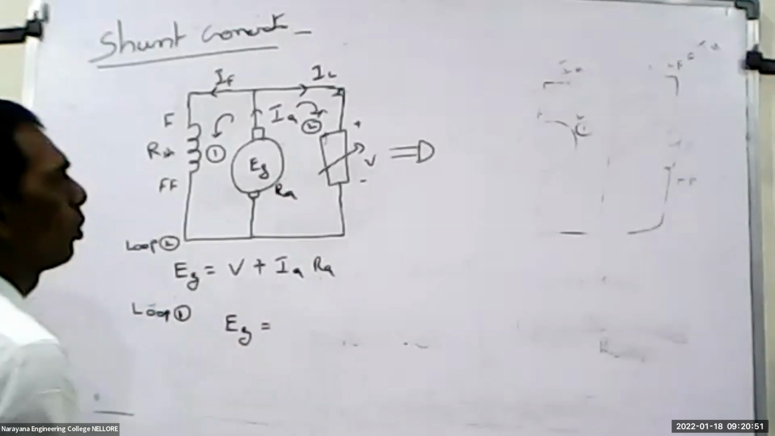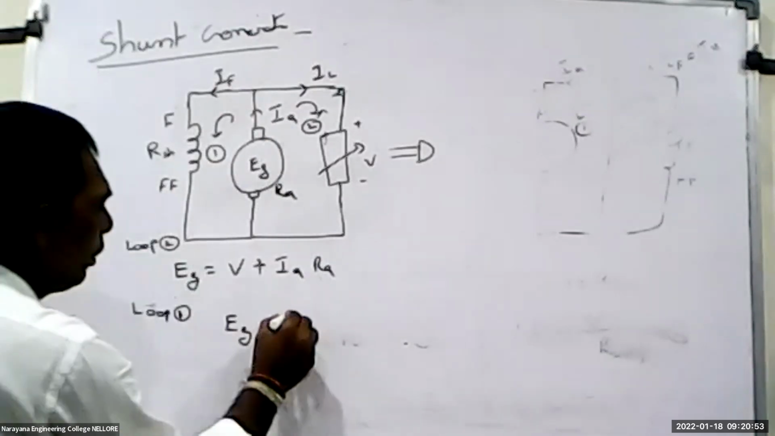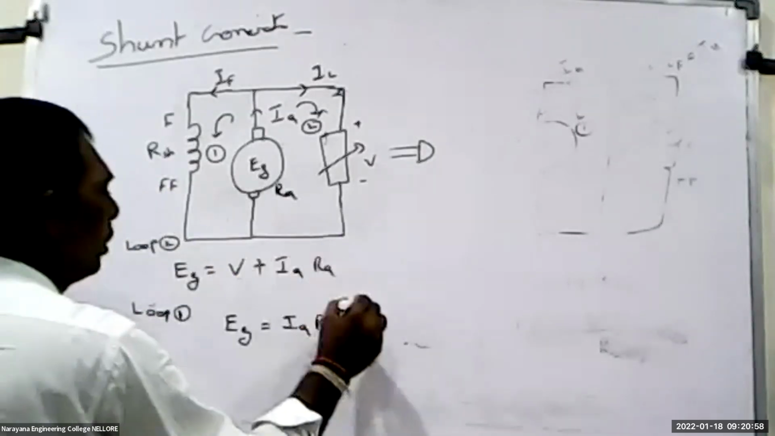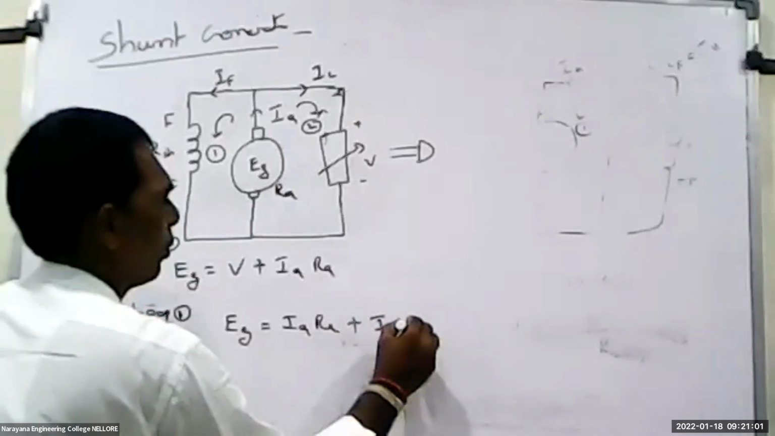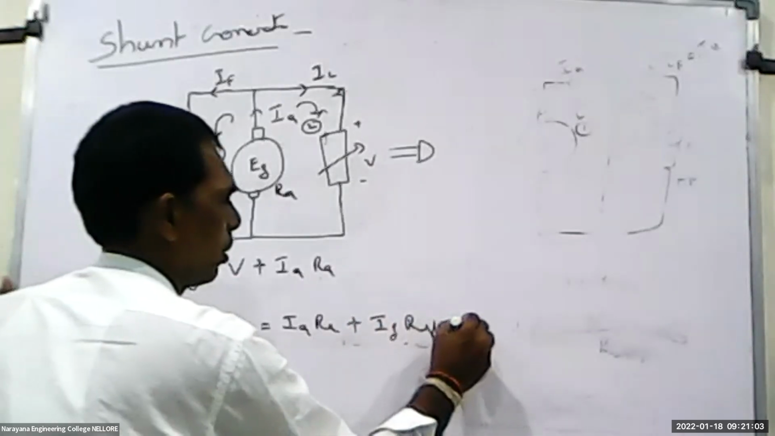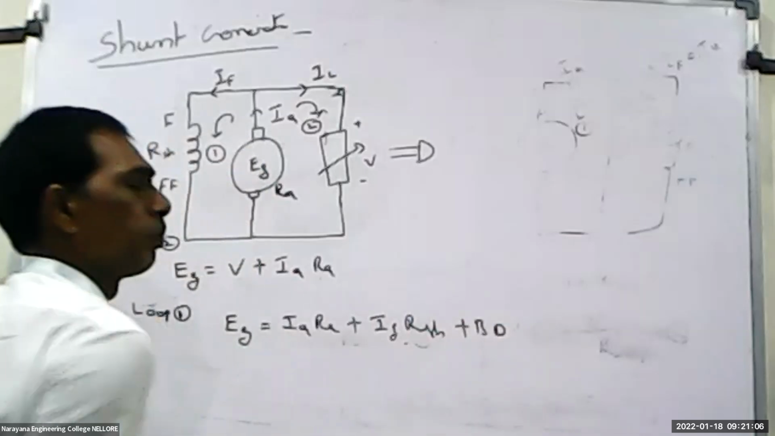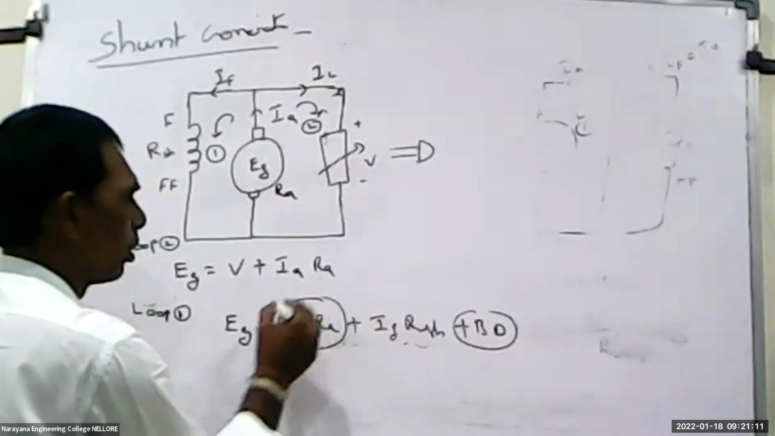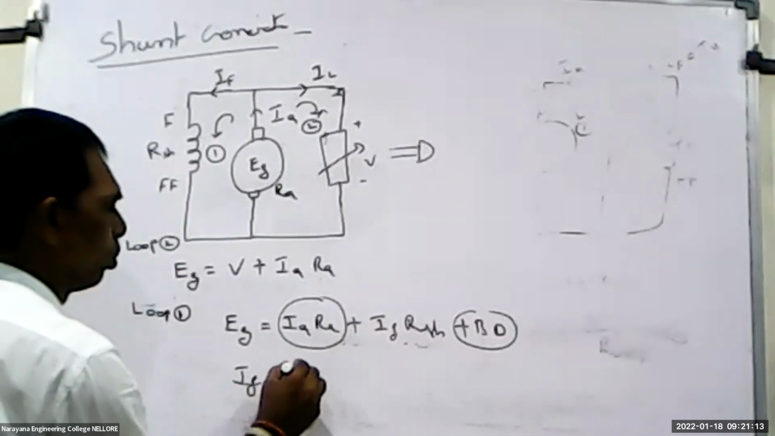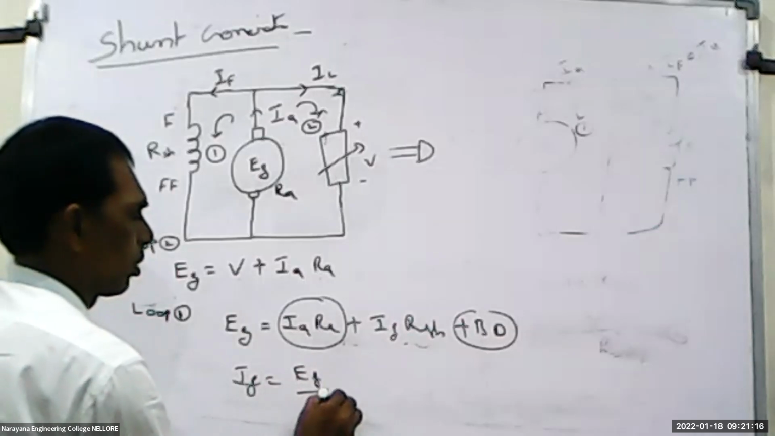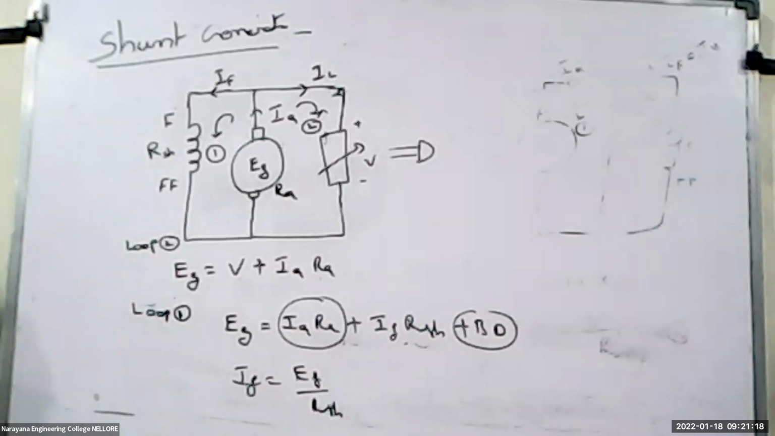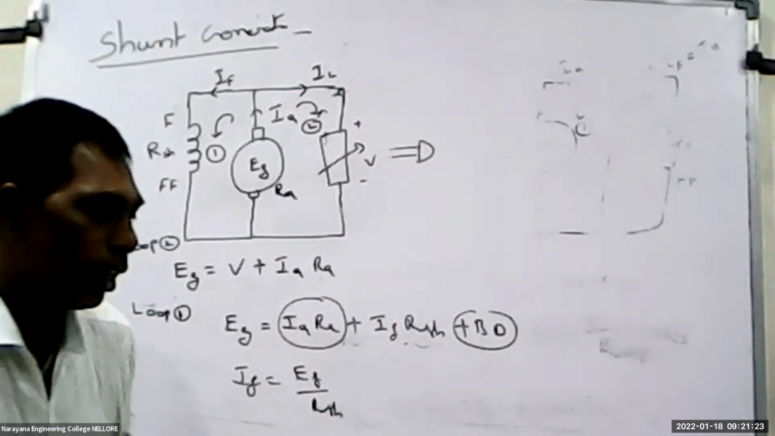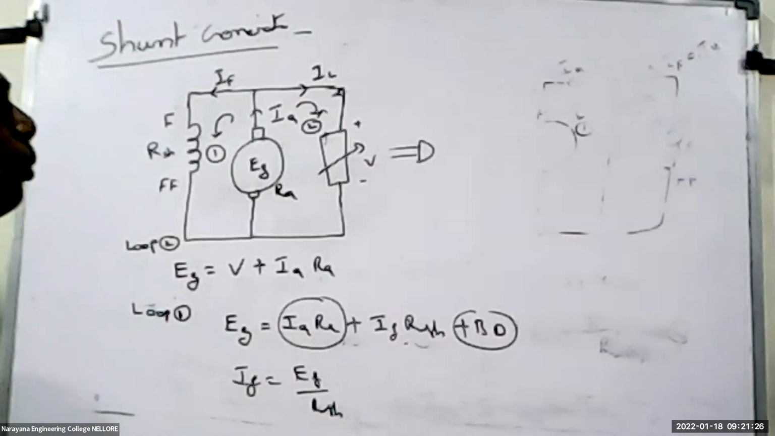EG is equal to, we'll apply, this is IA RA plus this is IF into RSH plus B. So if I neglect this one and neglect this one, then IF is equal to EG by RSH. So same as the previous one, small modification for DC generator and DC motor.